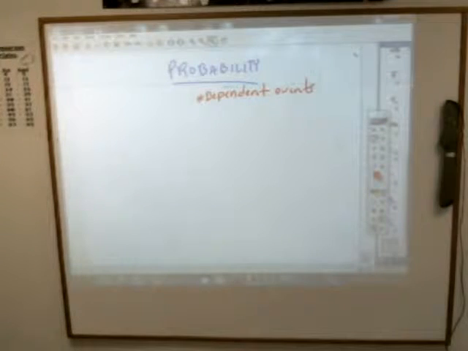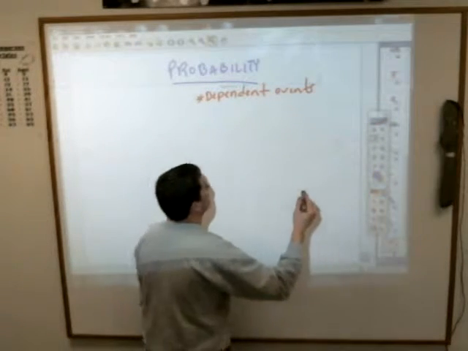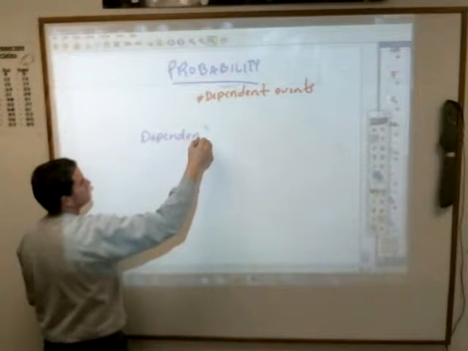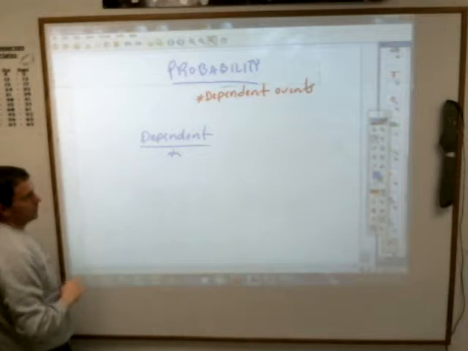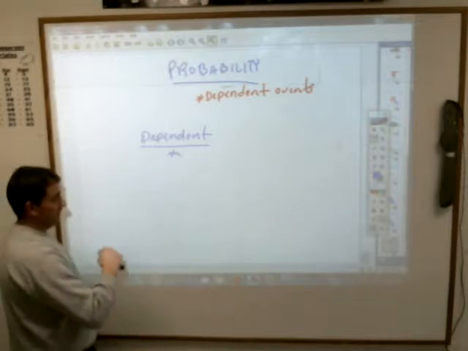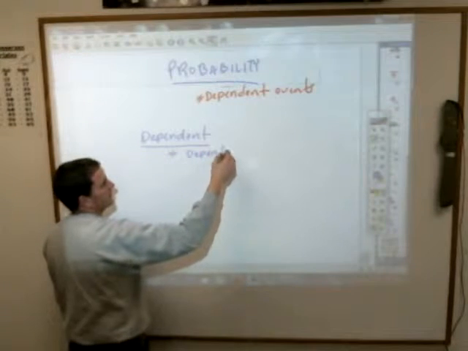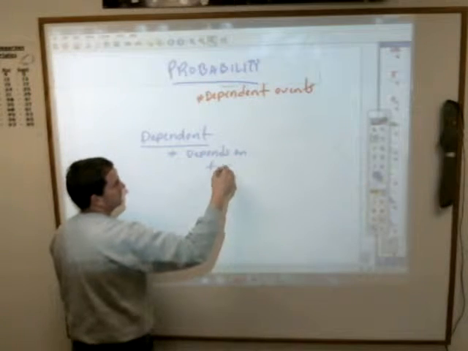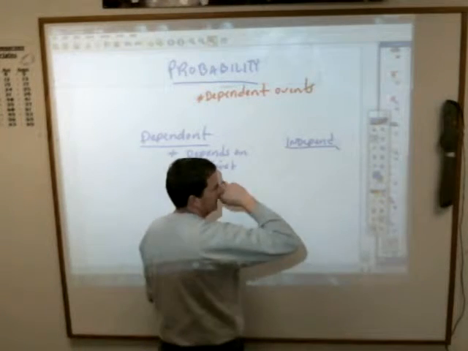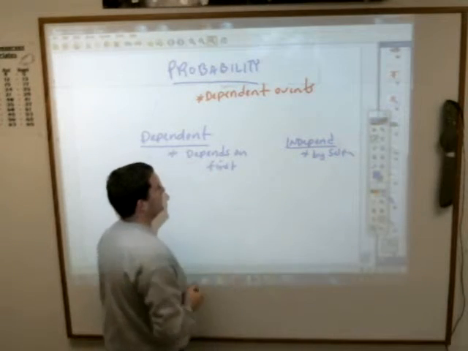Topic is probability of dependent events. And if I asked you what the word dependent means, anybody? Basically, what differentiates dependent from independent is if something's dependent, it depends on the outcome of the first one. It's the opposite of what we call independent. Independent means they're completely by themselves. Dependent depends on the first.